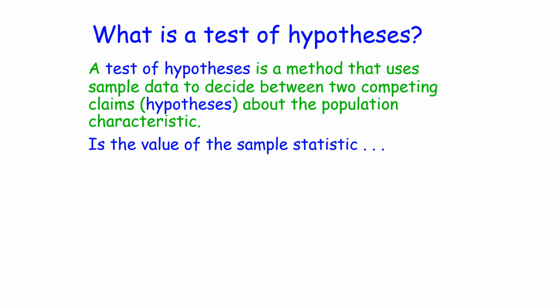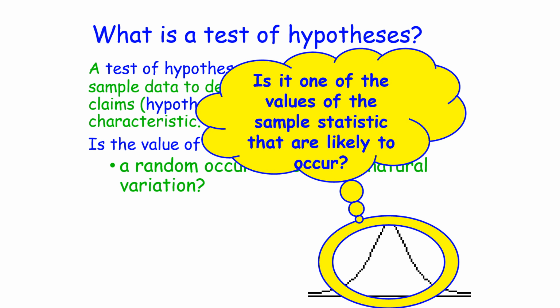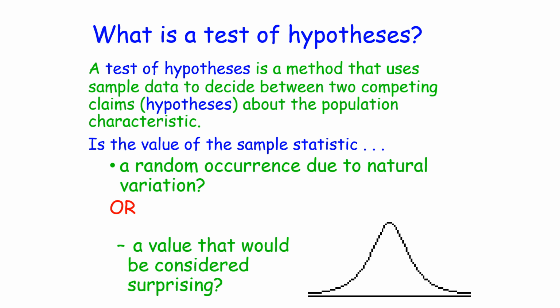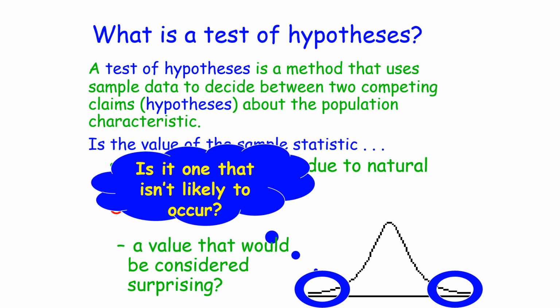So what is a test of hypotheses? A test of hypotheses is a method that uses sample data to decide between two competing claims or hypotheses about the population characteristic. So, is the value of the sample statistic a random occurrence due to natural variation? So is it one of the values of a sample statistic that are likely to occur? Or is it a value that would be considered surprising? So is it one that isn't likely to occur?